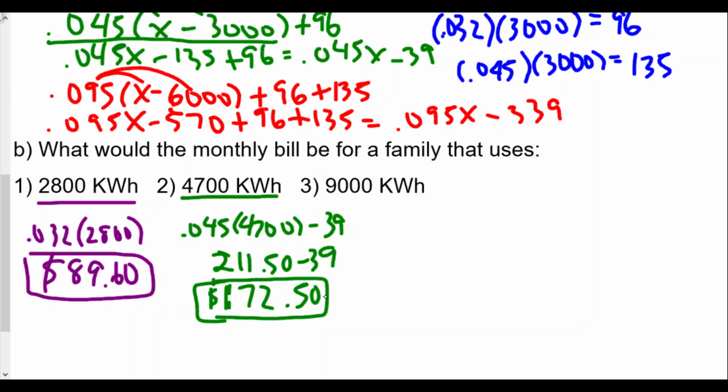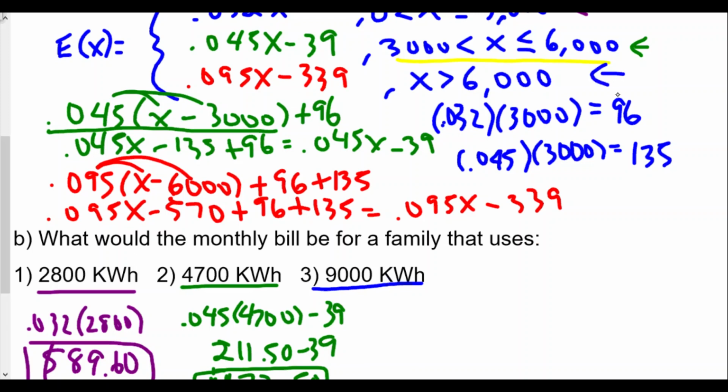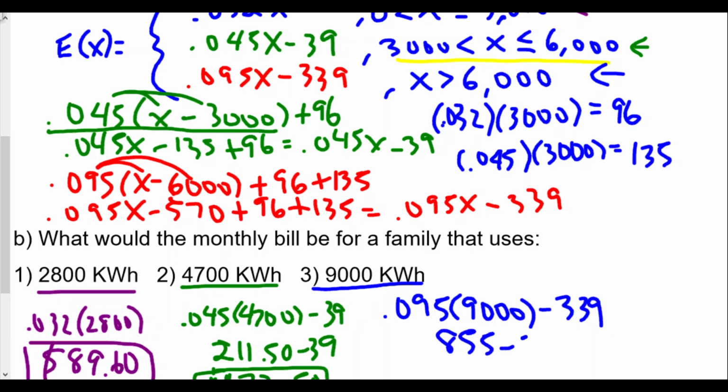And finally, for the last one for part B, 9,000 kilowatt hours. We take a look, and we see in this case it applies to our last function, because x is greater than 6,000. So we're going to take 0.095 multiplied by 9,000 and subtract 339. 0.095 times 9,000 gives us $855, minus 339. That means the monthly bill for this household will be $516, which is quite a bit, but they are using quite a bit of electricity.